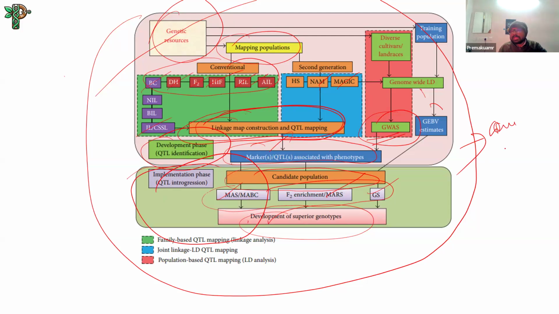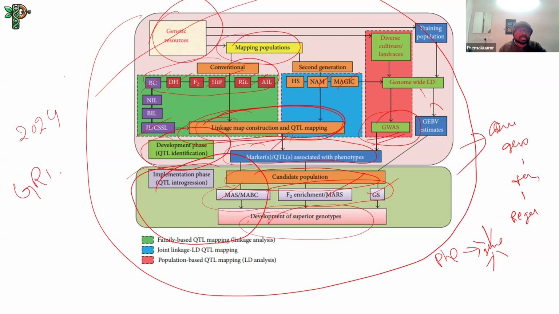The ultimate aim is to find the gene and its function and how it regulates, because the phenotype is not governed by only a single gene. You can say it's a regulatory network. This question was asked in 2024: what are gene regulatory networks?